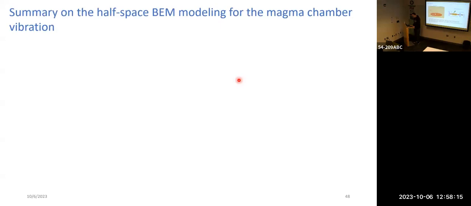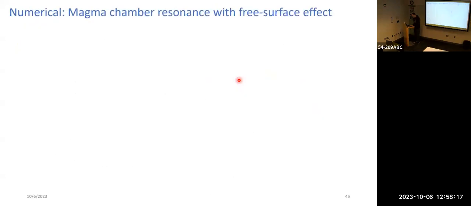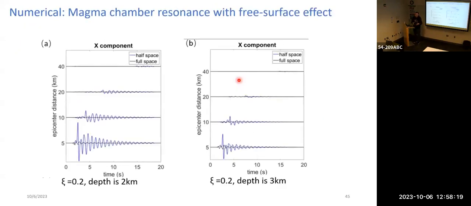But I didn't show it on the figure because usually we cannot set up the station directly on the earthquake location. But the waveform is similar. The interesting thing is that when you increase the epicenter distance, the surface wave dominates the contribution, and that cannot be modeled by the full space boundary element. For the full space boundary element, all the signal comes from the magma chamber vibration.